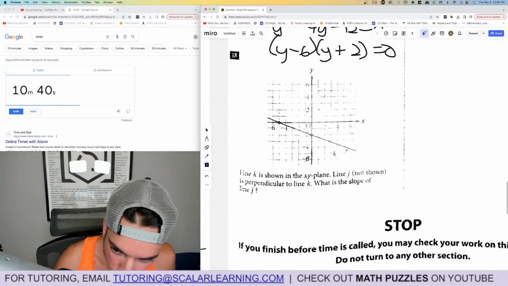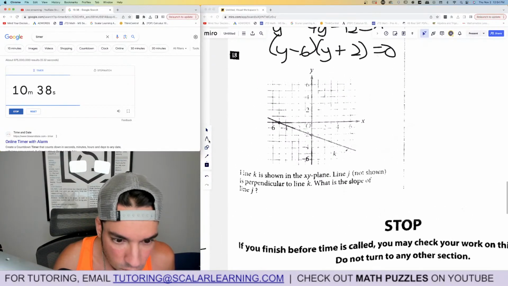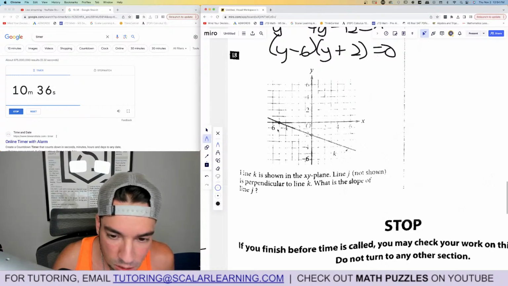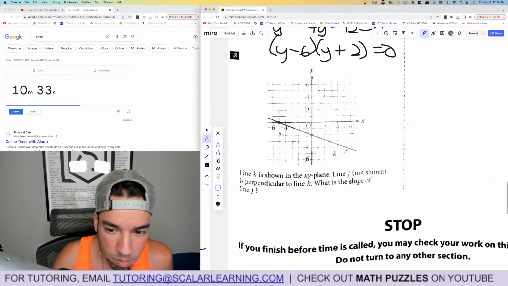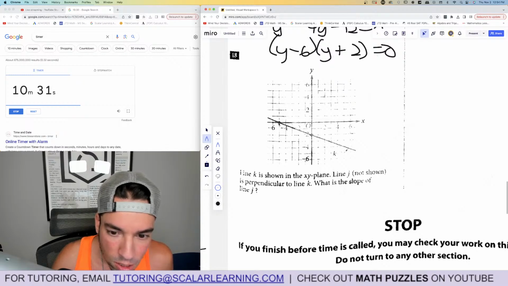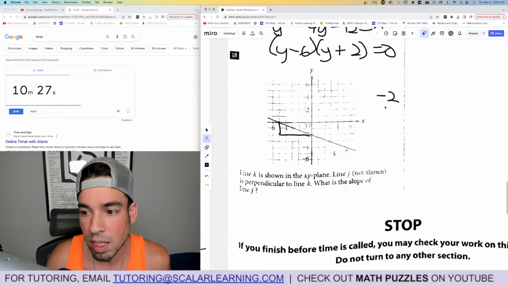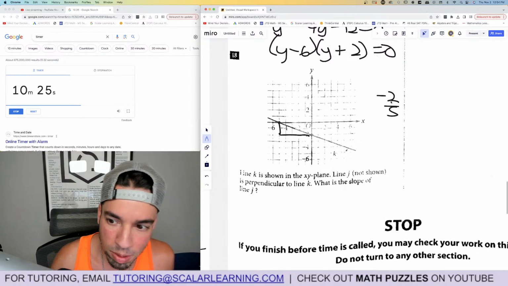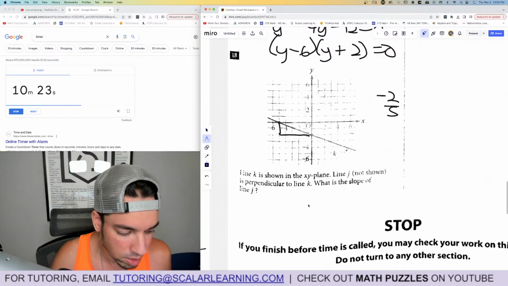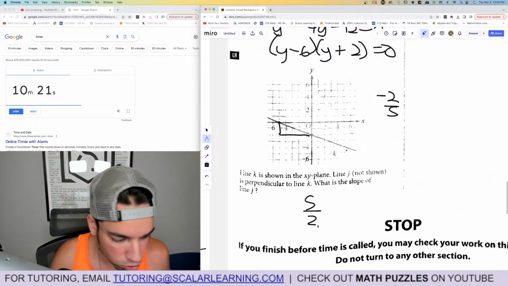Line K is shown in the xy plane. Line J, not shown, is perpendicular. So we want the slope. What's the slope? It is the opposite reciprocal of this slope, right, if it's perpendicular. So it looks like it's going down 2 over 5. So this slope is negative 2/5. So perpendicular would be the reciprocal, 5 over 2, and negate it. So positive 5 over 2. 5 over 2 for the win.